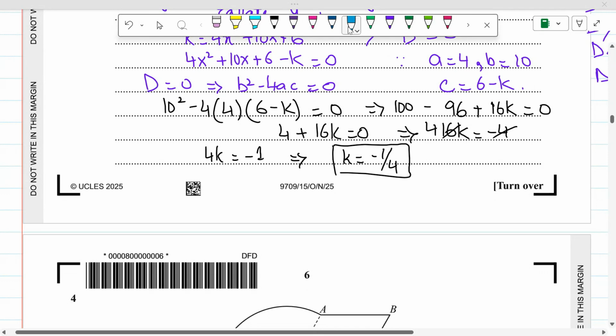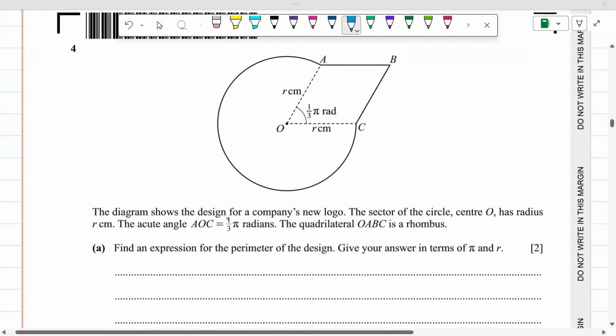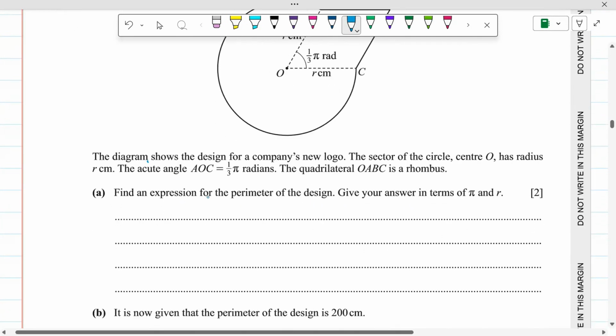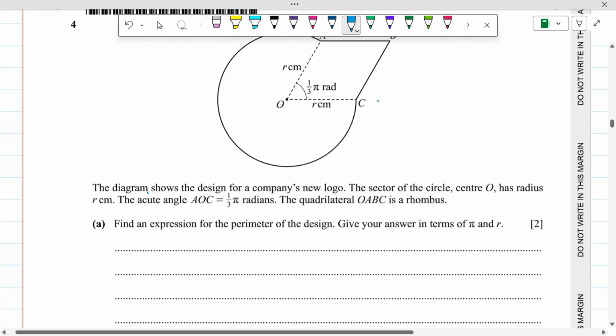Okay, let's move to question number 4. The diagram shows the design for a company's new logo. The sector of the circle with center O has radius R. The acute angle AOC is equal to pi by 3. The quadrilateral OABC is a rhombus. Find the expression for the perimeter of the design. Give your answer in terms of pi and R.